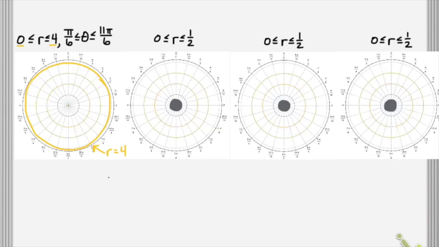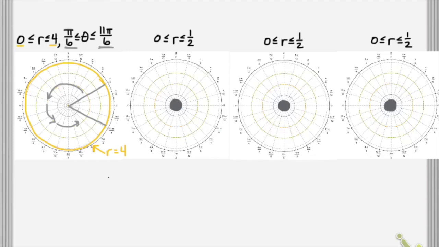And so we're going to shade the entire region on the inside in, but before I do that, I'm going to go ahead and mark the theta values that we're interested in. We're going to start at a theta value of pi over 6, and we are going to swing until we get to a theta value of 11 pi over 6. And that's where we're going to stop.